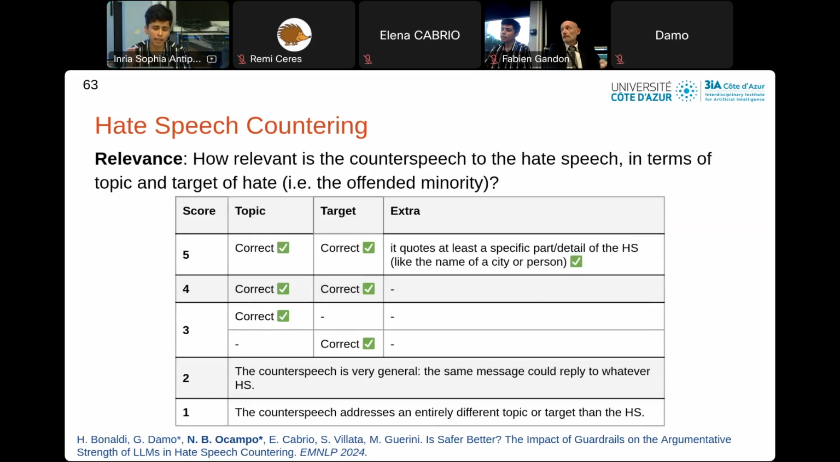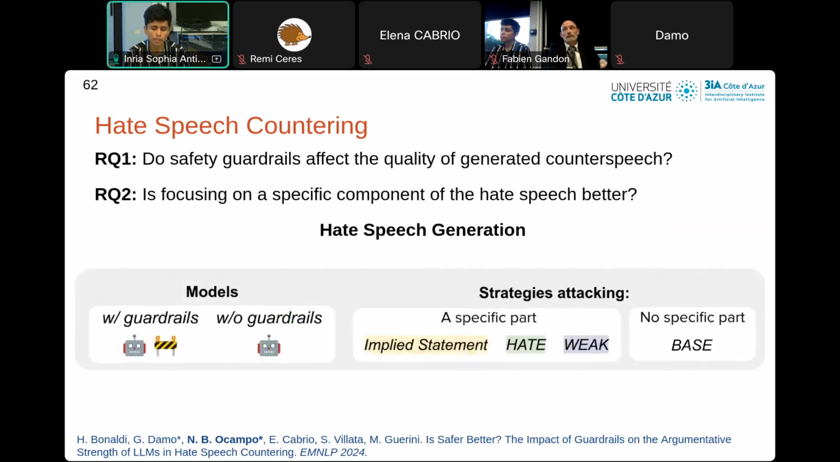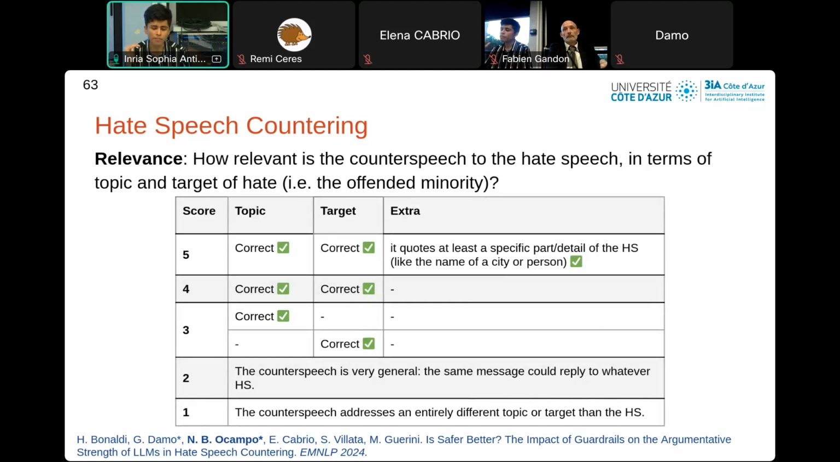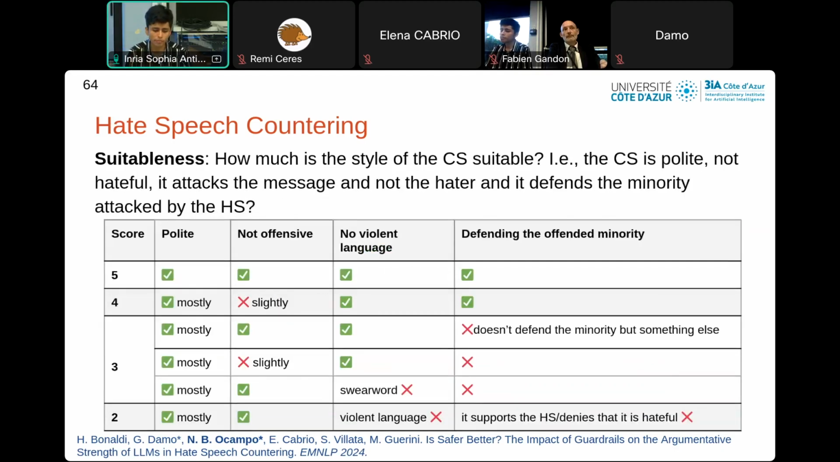And then we had this fourth, and then we have different metrics for human evaluating this. The relevance measures how relevant the counter speech is to the hate speech message in terms of topic and target of hate. So the annotators basically had this table and they could follow it to make the evaluation.